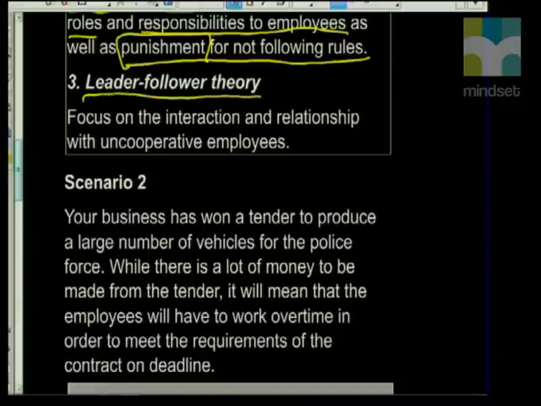The last style that you could have used in this case would be the leader-follower theory. And with this, grade 12s, you will focus on the interaction and relationship with uncooperative employees. So you'll look at what is happening, what are the unhappy employees compared to, let's say I'm the manager, and what is the relationship and how can we work to move forward in this case. So there were 3 options you could have used there.